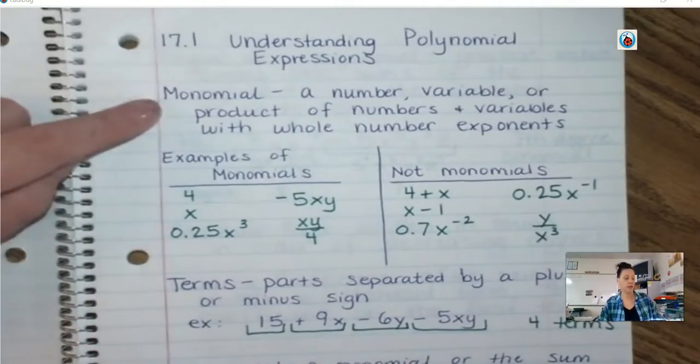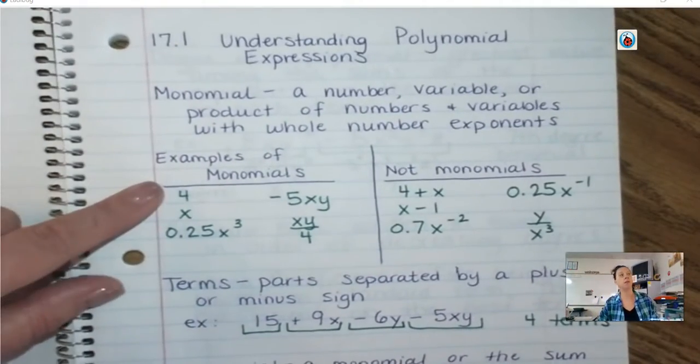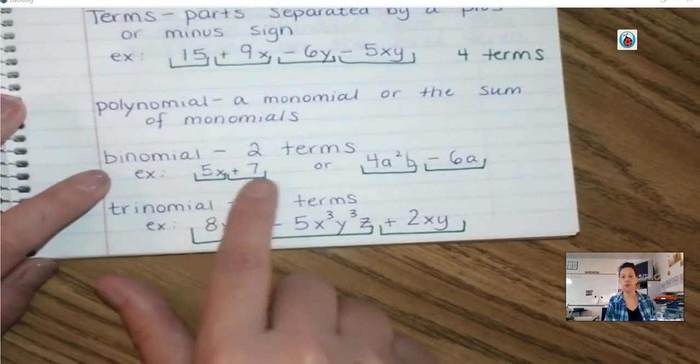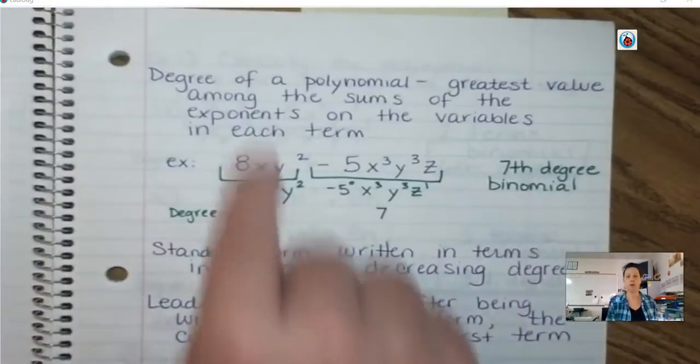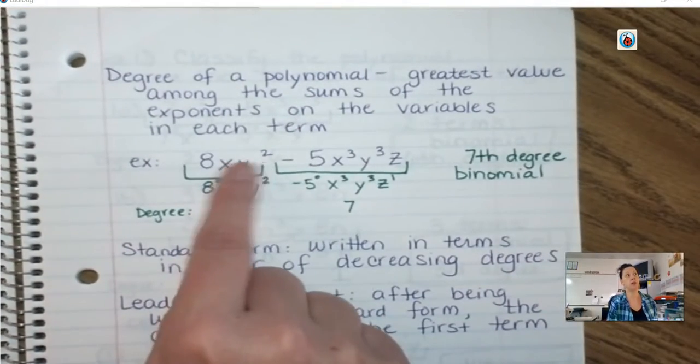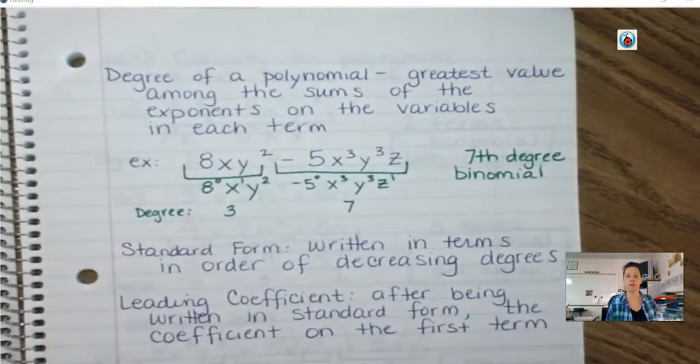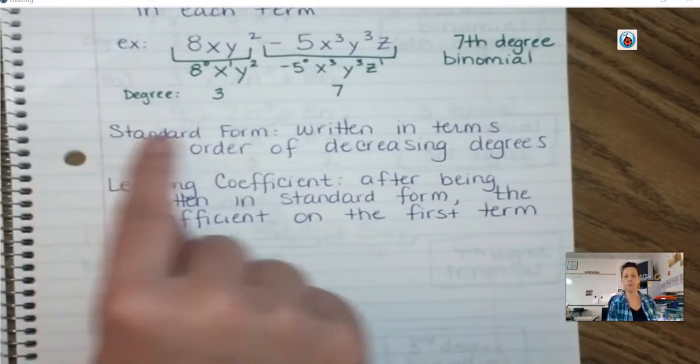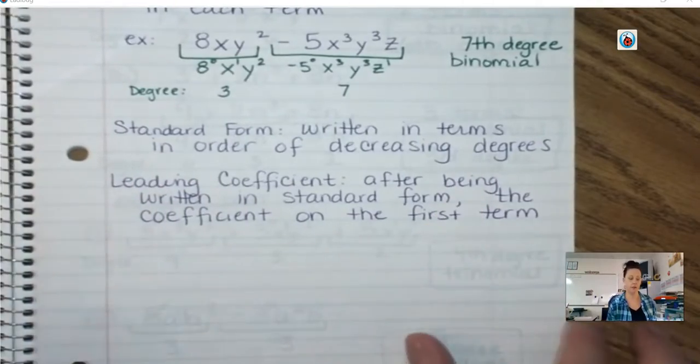So yesterday we discussed monomials with one term. Binomials have two terms. Trinomials have three. We also went over the degree of a polynomial. That's when you add up the exponents on the variables. We did standard form and leading coefficient.